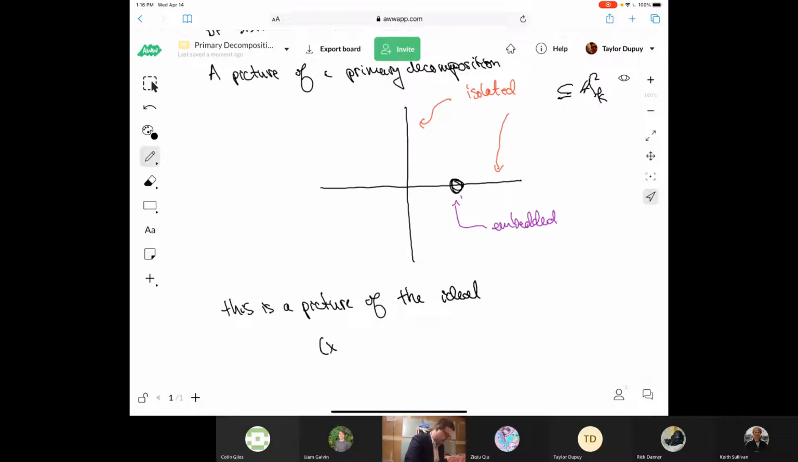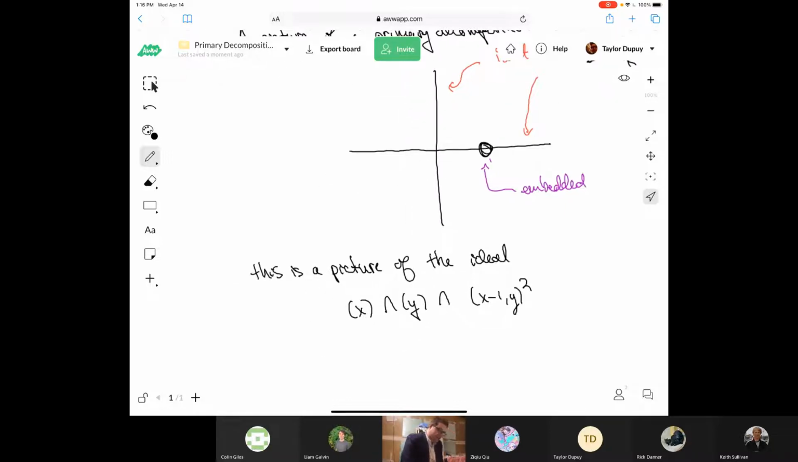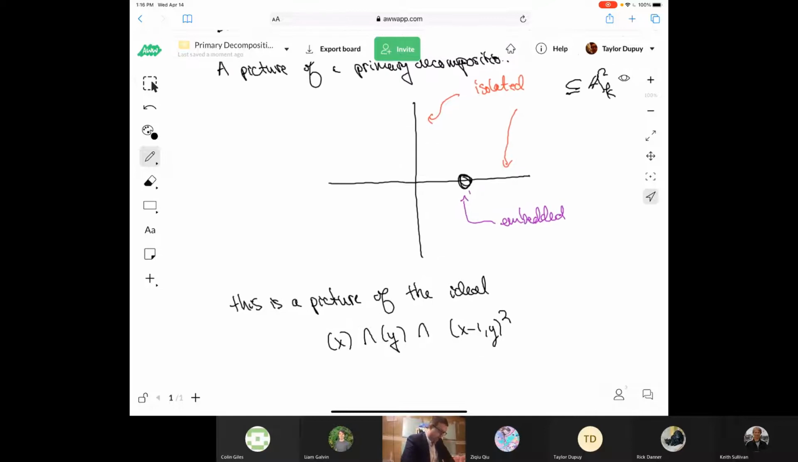Well, x intersect y intersect (x minus 1, y) squared. So this is like a second order thickening, the one I've done here. This is the purple part. That's why you made that point thick? Yeah, that's why I made it thick.